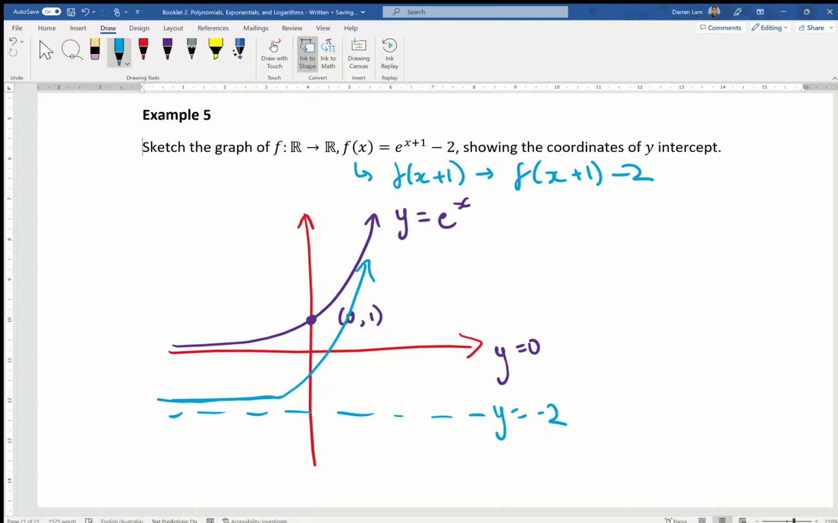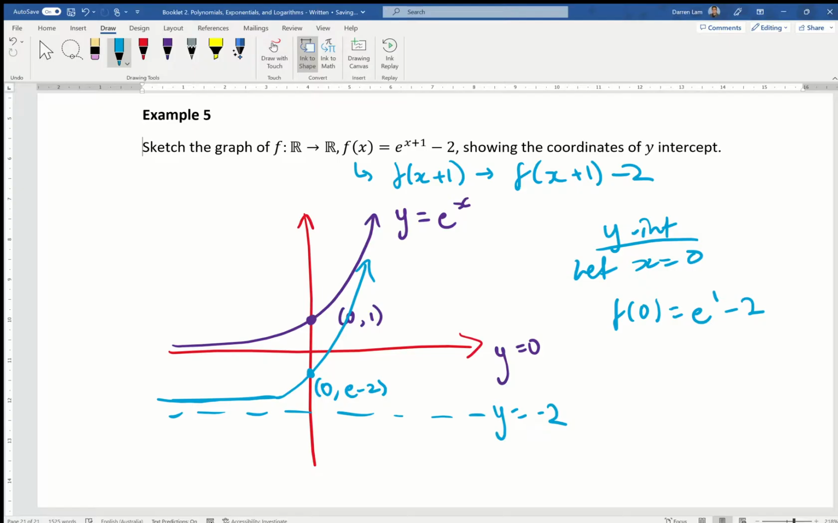Of course, we have to find the coordinates. It says the y-intercept, but I'm going to find the x-intercept as well. For our y-intercept, we let x equal 0. I get f of 0 equals e to the power of 1, minus 2. That's really it. You don't need to go further unless using a calculator. We can leave it there. So our y-intercept is at (0, e minus 2).